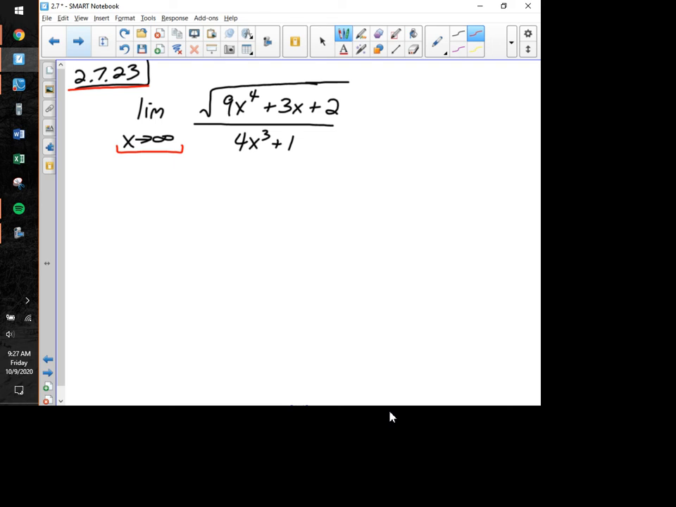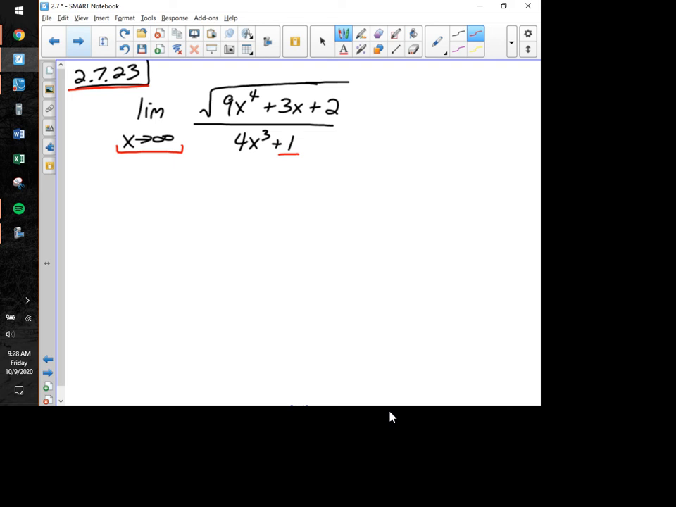So I want to ask you guys about that term right there in the denominator. 4x cubed plus 1. My question for you guys is, is that 1 significant? Does it contribute something important to the overall value of the function? Or is it, and here's a great word, negligible? Is it something that we can get away with ignoring?